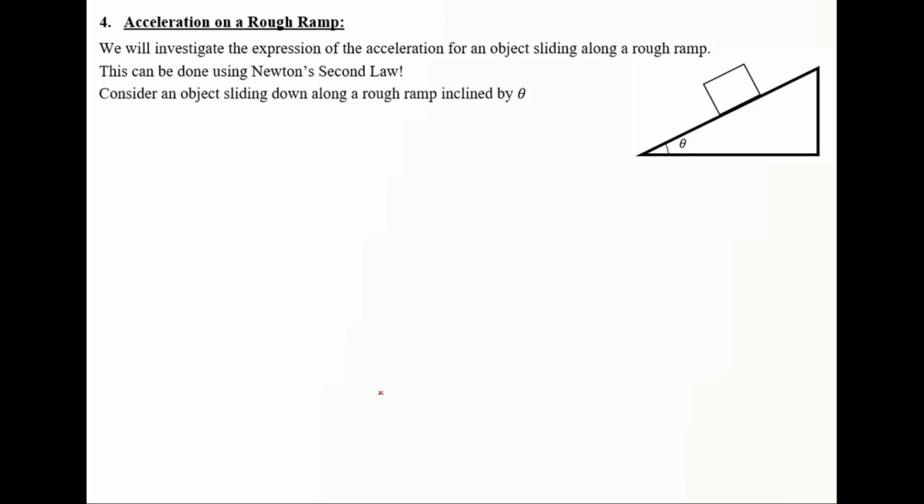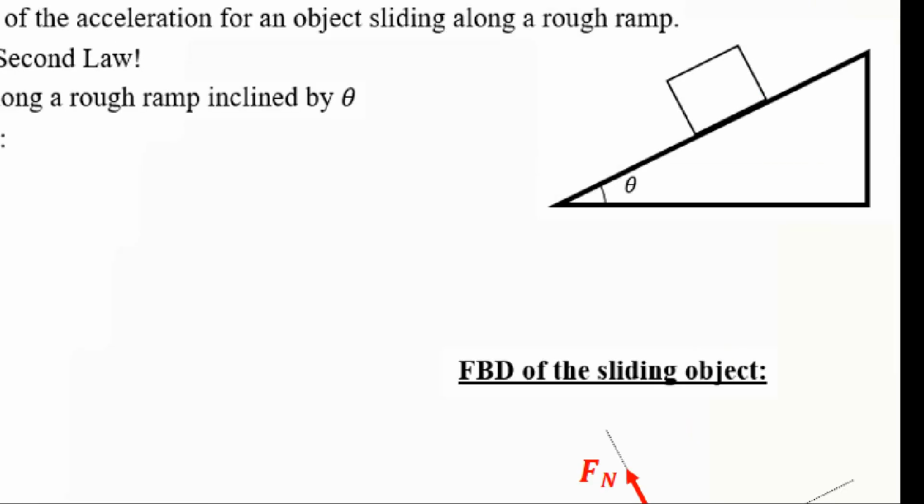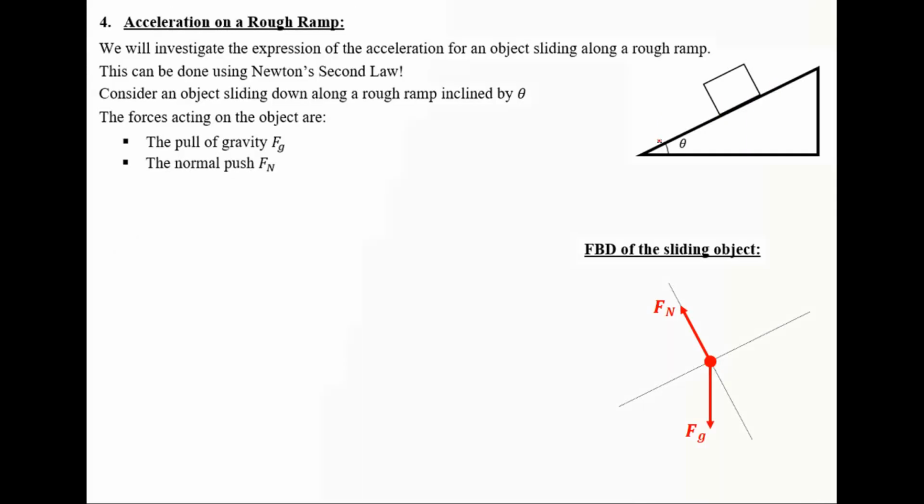So here we have a ramp inclined by theta, and the ramp in this case is rough. Now, first of all, whenever we say friction, we can distinguish between two types of friction: static friction and kinetic friction. Since we're talking about motion, then we're interested in kinetic friction. All right. What are the forces? So as we say always, the first thing that we should do is proceed with an FBD. We have the pull of gravity down, we have the normal push up left, and we have the friction. Since the motion is down, then the friction is going to be up along the ramp.